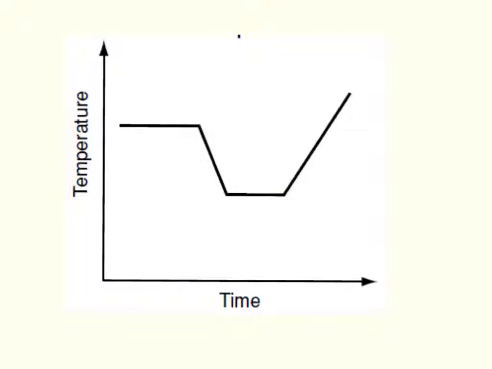Please recreate this graph in your notebook. You have an x-axis and a y-axis with time on the x-axis, temperature on the y-axis. Then what I want you to do is divide the graph up into 4 different sections. So we can see just by looking at this line that there are 4 different segments that we're talking about here. Here's 1, here's 2, here's 3, and there's 4.